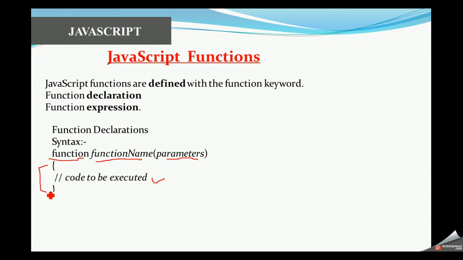Here your code will go inside opening and closing curly brackets. So if I want to write a JavaScript function, I will be using the function keyword, and this keyword will help us to write the JavaScript code. So the first thing that you have seen is function declaration. To declare a function, what do you have to write?